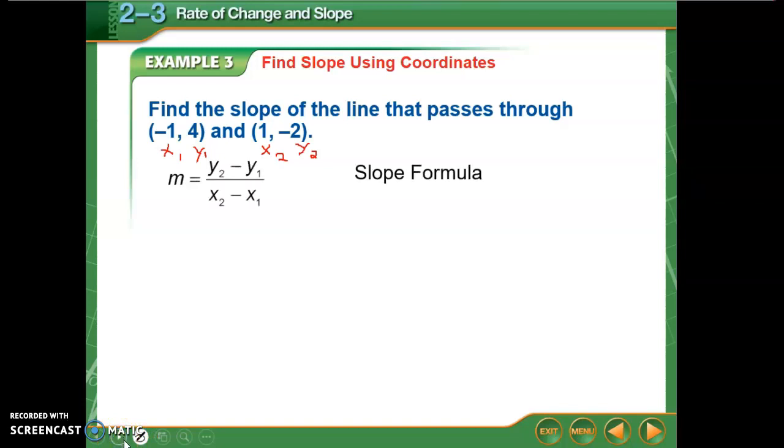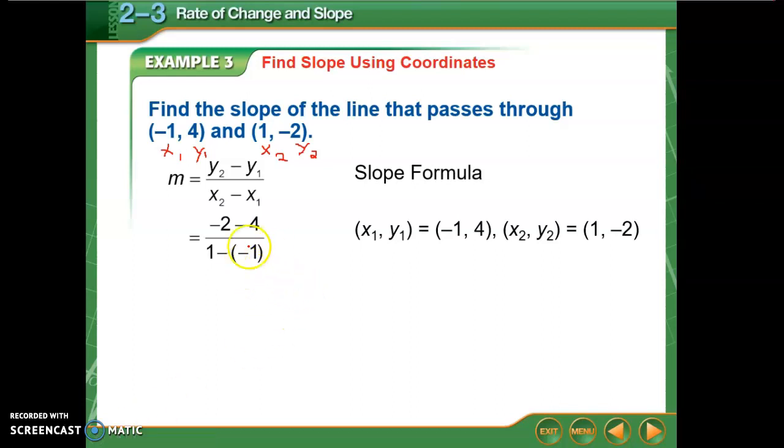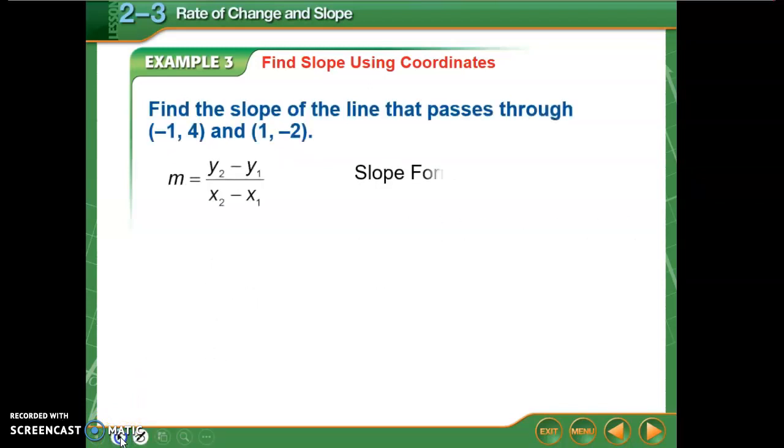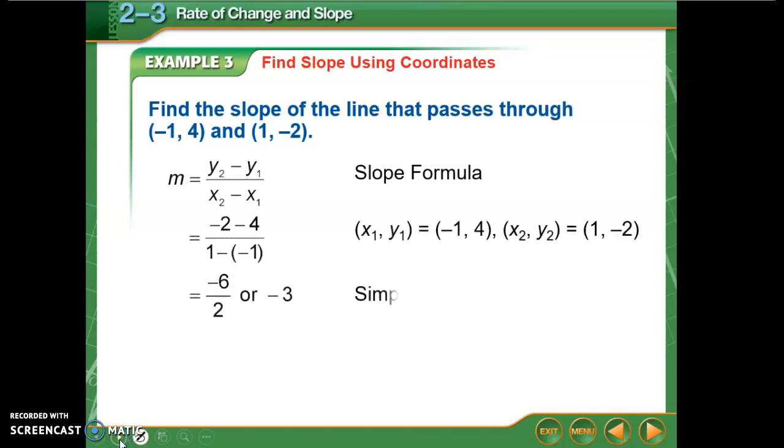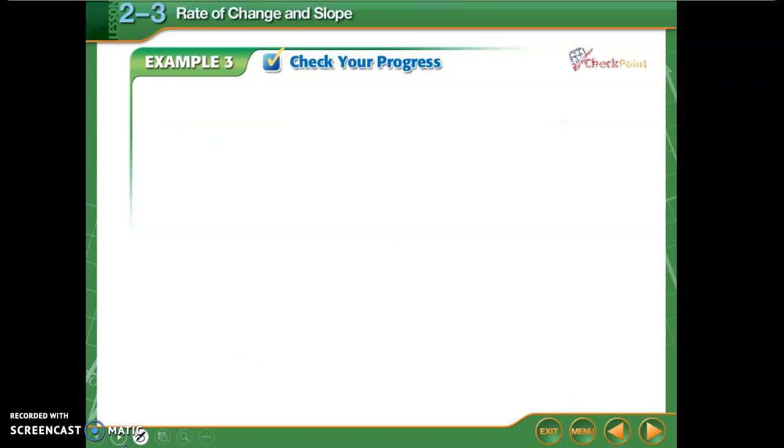So you will get -2 minus 4 over 1 minus -1. Make sure if you have a negative number, especially if there are consecutive signs, you have minus and then negative, enclose this in parentheses to avoid confusion. All right, simplify. So -6 over 1 minus -1, that gives you +2. So the slope of the line is -3. Okay? All right, check your progress.